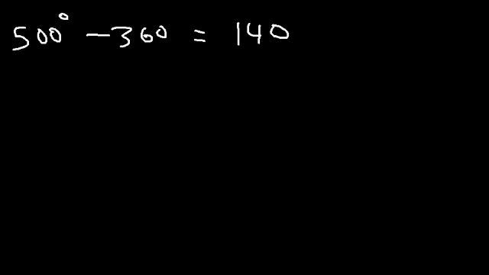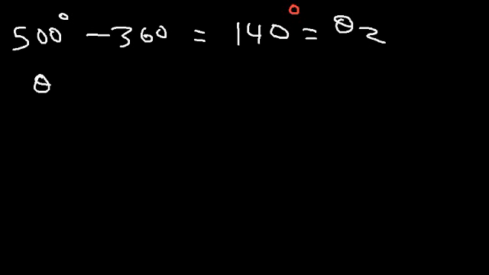Now what if you have an angle that's larger than 360? Let's say 500. What is the reference angle for this angle? So first, find a coterminal angle that's between 0 and 360. Since 500 is greater than the range between 0 and 360, we need to subtract by 360. So we get a positive coterminal angle that's 140, which is in quadrant 2.